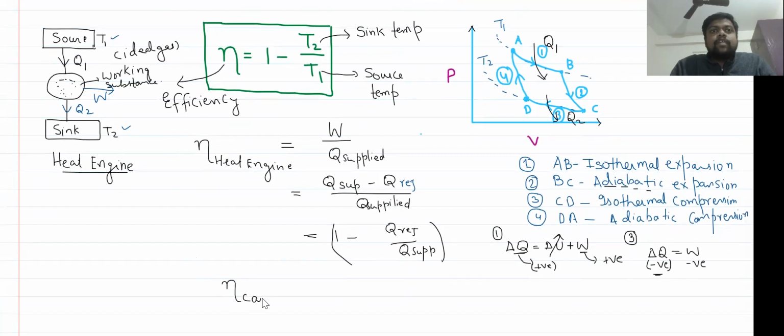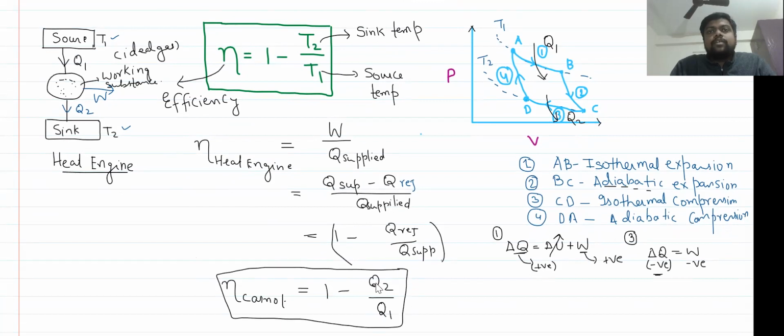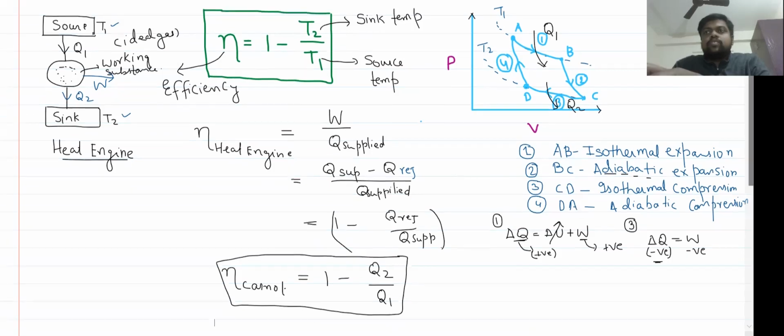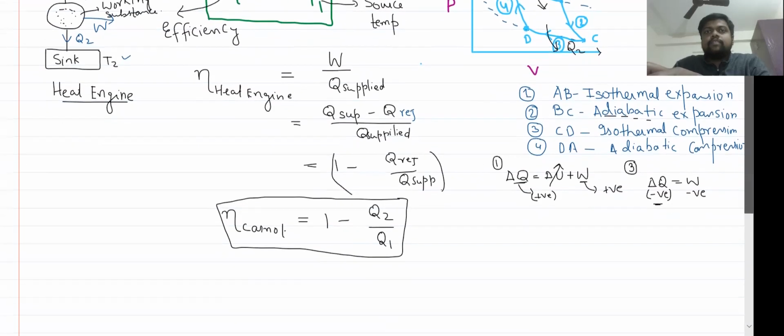Efficiency of Carnot engine is equal to 1 minus heat rejected, which is in process C to D, and we have called it Q2, by heat supplied, which is in process A to B. The efficiency of the Carnot engine we simplified to 1 minus Q2 by Q1. So we just need to find out the values of Q1 and Q2. Let us find the value of Q1 here.